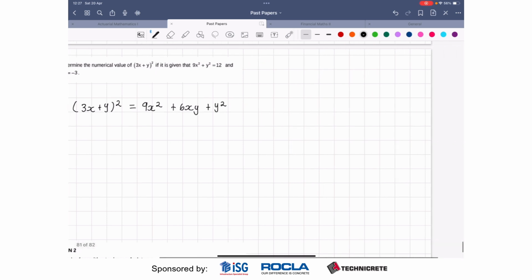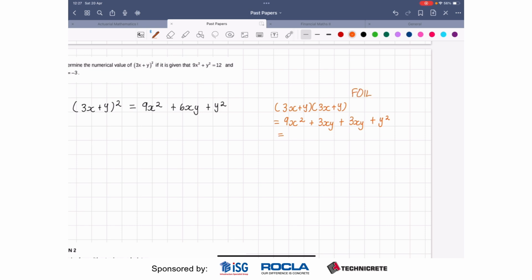And you could also do this by just multiplying this bracket by itself. So (3x plus y) squared is the same as (3x plus y) times (3x plus y). And then you just use FOIL, so the first 2 multiplied together is 9x squared. The outer 2 multiplied together is 3xy. The inner 2 multiplied together is 3xy. And the last 2 multiplied together is y squared.